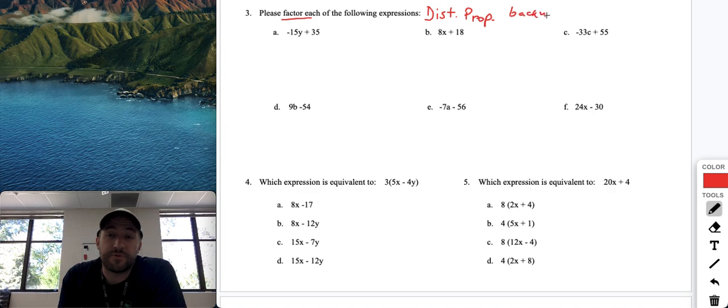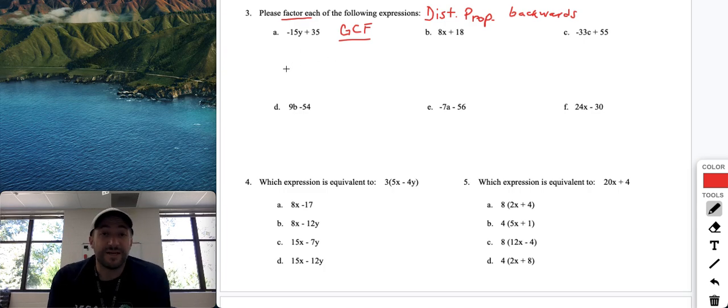So I'm trying to pull a factor out of this expression. And the factor that I'm going to use is, of course, the greatest common factor, the one we all know and love, the GCF. So let's go and find the greatest common factor of this expression. Right now I have negative 15 and 35. I'm going to go find the greatest common factor of 15 and 35.